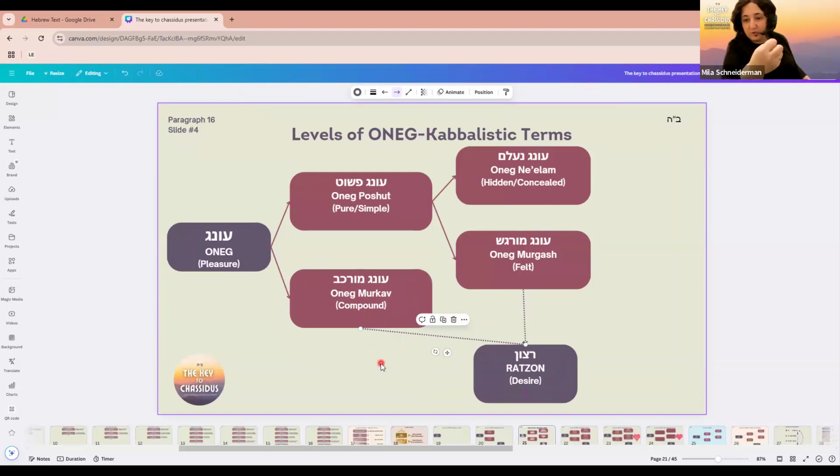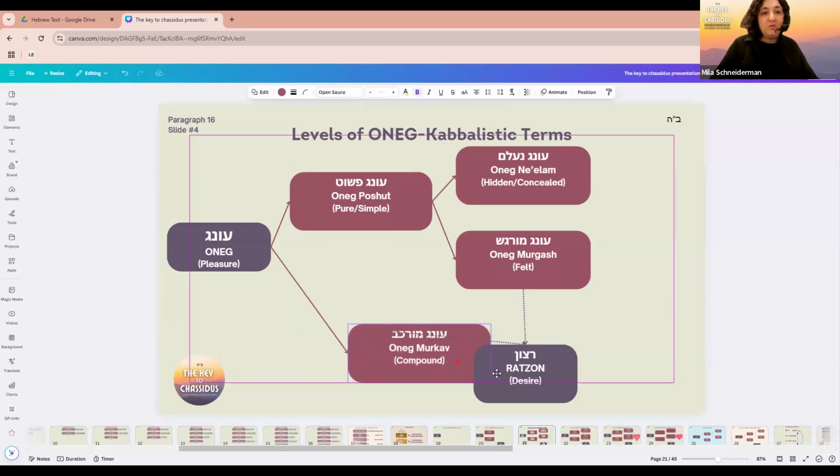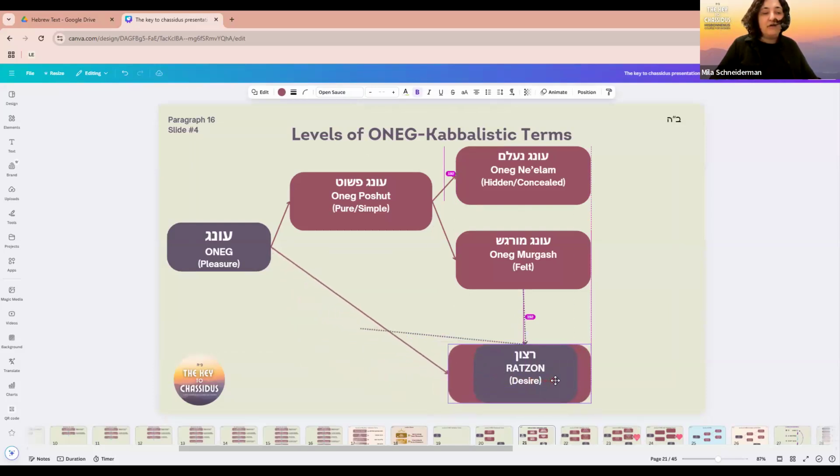It's like it's hislapshus. Can you imagine? I am enclosed in this garment right now. If you open this garment, who do you see? Mila. Okay? That means hislapshus. So this oneg murkav is enclosed in this ratzon. That's it. It's there. Here we go.